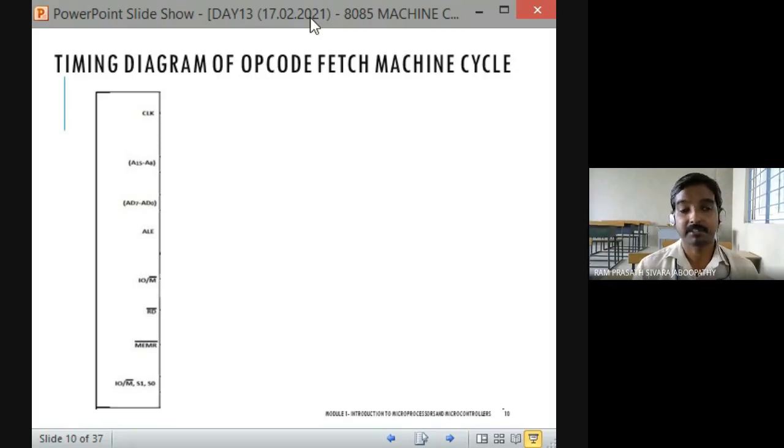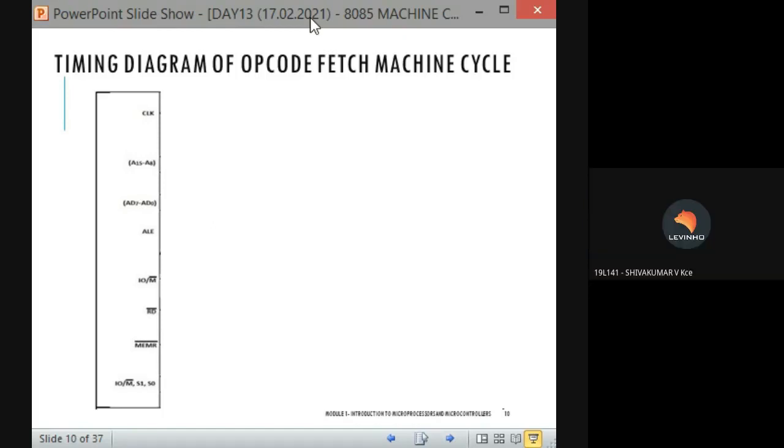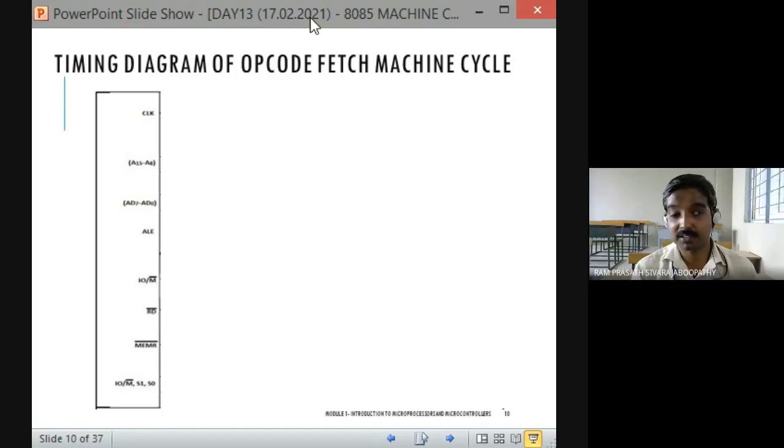Fine. In the previous class, I think Sir asked Shivakumar. Okay, time multiplexing, what is that, sir asked, correct? Shivakumar? Yes, sir. Have you found out the answer for that? Yes, sir. Okay, at the end of this opcode fetch machine cycle, this particular slide, you have to explain why it is termed as time multiplex.